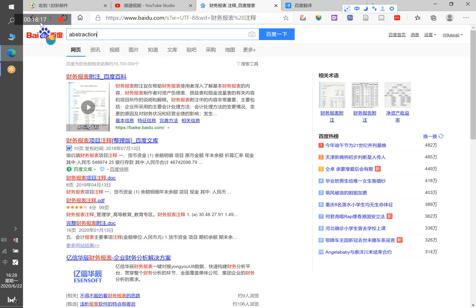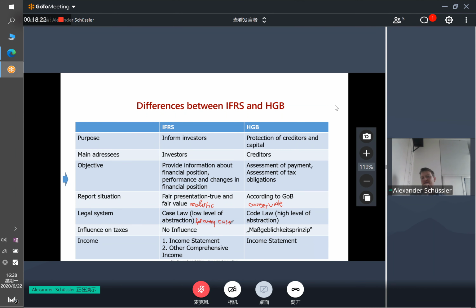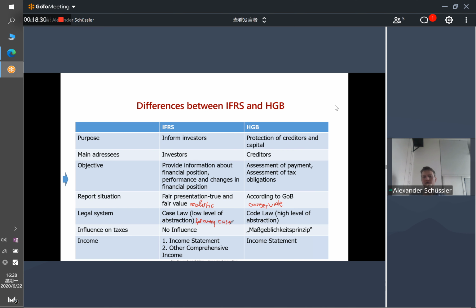Influence on taxes. In IFRS, there is no influence. I already said, yeah, there are different rules for tax calculation. In HGB, the situation is a little bit different. We have the Maßgeblichkeitsprinzip, how we call it in Germany, and that means that the financial statements are relevant for the taxes.